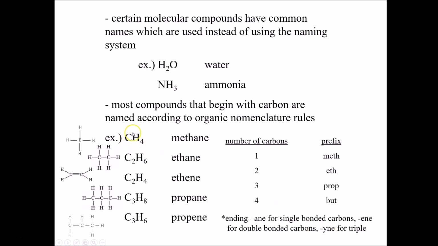So this one has 1 carbon, meth, and it only has single bonds in it, ane, methane. This one has 2 carbons in it, eth, and it's all single bonds, so it's ane. But this is 2 carbons, but it has a double bond in it, so this is ethene. Okay? So this is how we work these. We just go by these prefixes for how many carbons there are, and then the ending is all about the number of bonds that there are.